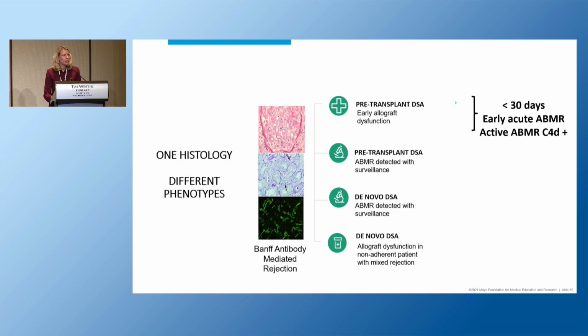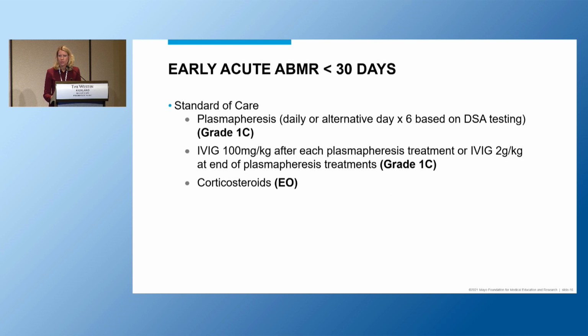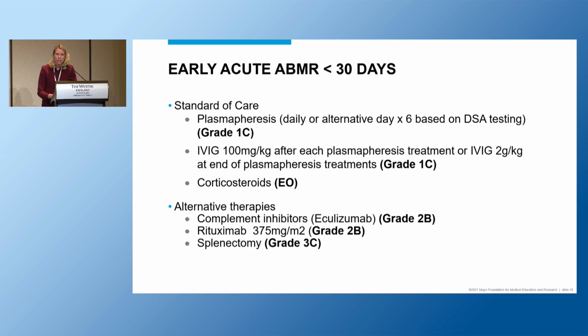So I'm going to start out with these patients who have the pre-transplant DSA and have a very early antibody-mediated rejection. So what do you do here? Again, these are patients who have an aggressive antibody-mediated rejection. Most of us don't see this in practice very often. We avoid DSA because of our great testing. But if you do have a patient with this, our working group recommended plasmapheresis, IVIG, and corticosteroids, and recognize the data supporting that is a grade 1C in expert opinion. Now, you could consider other therapies, eculizumab, rituximab, splenectomy, but as you can see, the data supporting those therapies is limited.